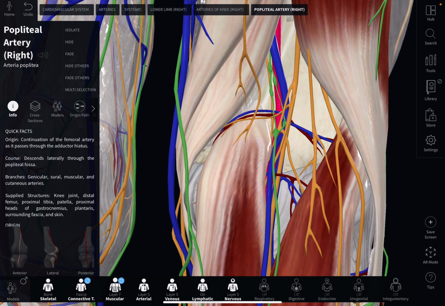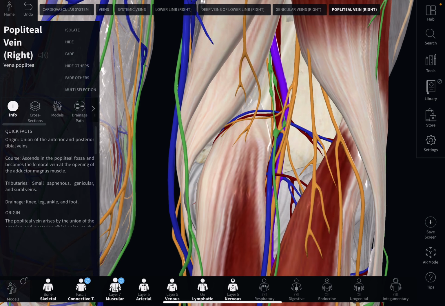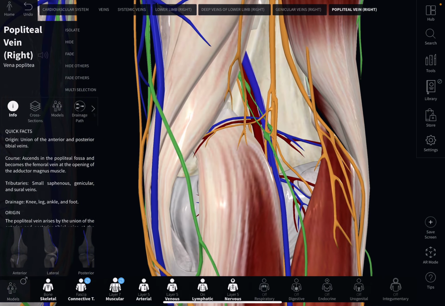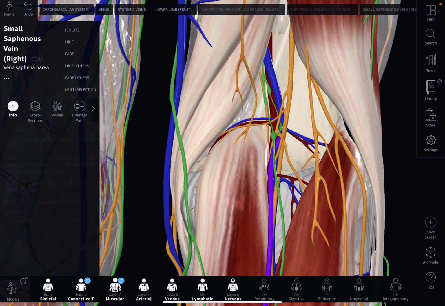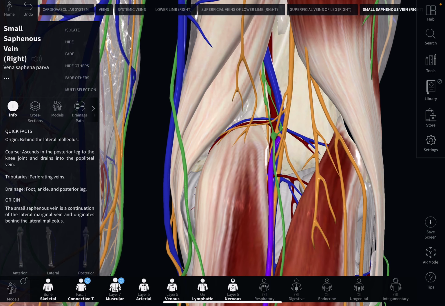The popliteal vein is this and commences at the lower border of the popliteus muscle by the joining of the venae comitantes of the anterior and posterior tibial arteries. And the popliteal vein terminates by continuing upwards as the femoral vein at the osteotendinous hiatus of the adductor magnus muscle. The popliteal vein receives the termination of the small saphenous vein or the short saphenous vein.